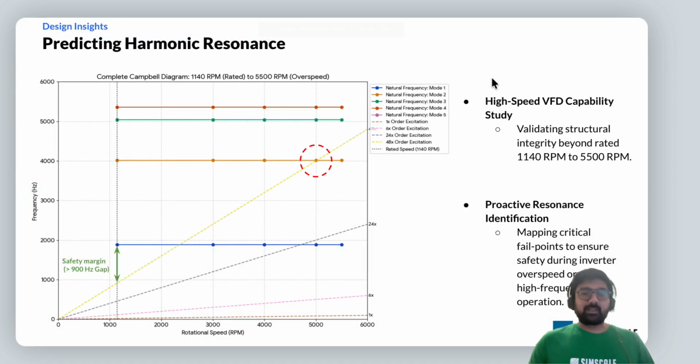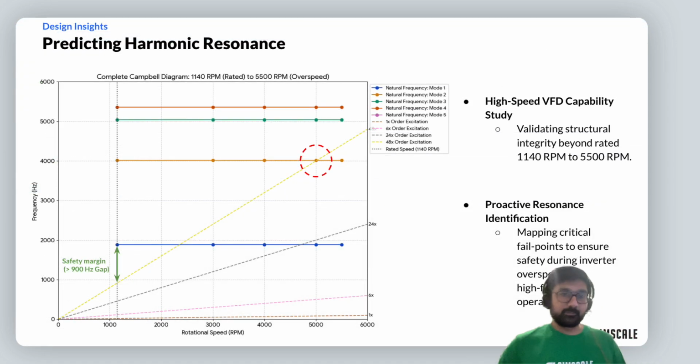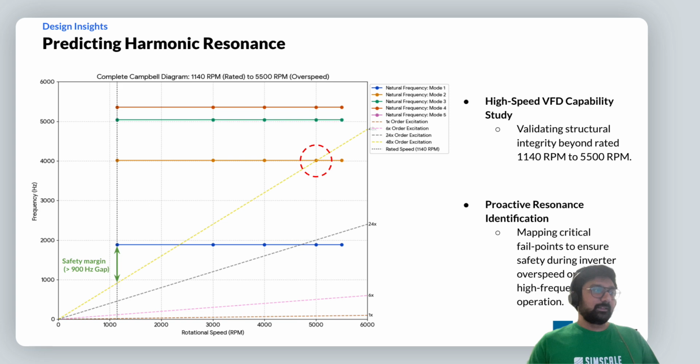Here we have the Campbell diagram of the simulation results, and to read this graph, you can see on the x-axis we have the different rotational speed in RPM, and on the y-axis we have the frequency in Hertz. For the first RPM or the base RPM case of 1140, we can directly see that we have different modes which are going and corresponding to 1x, 6x, 24x, and 48x order excitation.